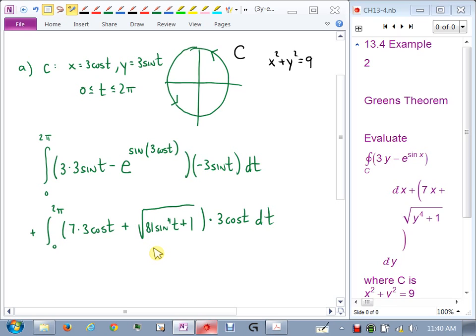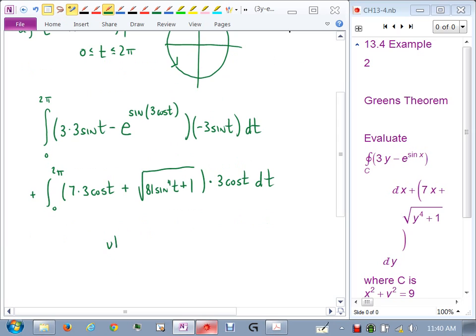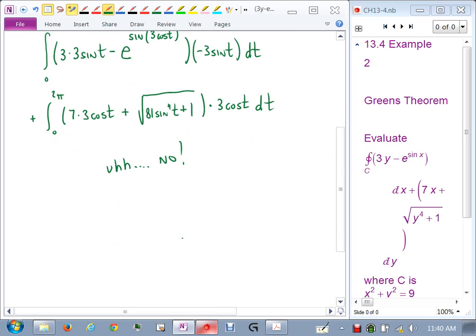I think this is a pretty clear indication that maybe the line integral is not best done using this method. Maybe Green's theorem is better here, right? Nobody wants to mess with that. So let's go ahead and try the other method.